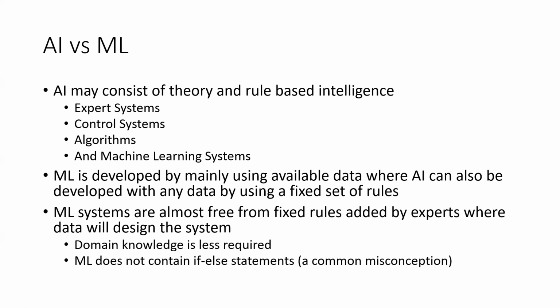So now we can again compare what are the things that were there in AI, right? In AI, it can be expert systems, control systems using control theory, and computer-based algorithms, and obviously there can be machine learning systems. And when AI is developed by a fixed set of rules or using some expert intelligence, we can call it AI, but it is not machine learning, right?